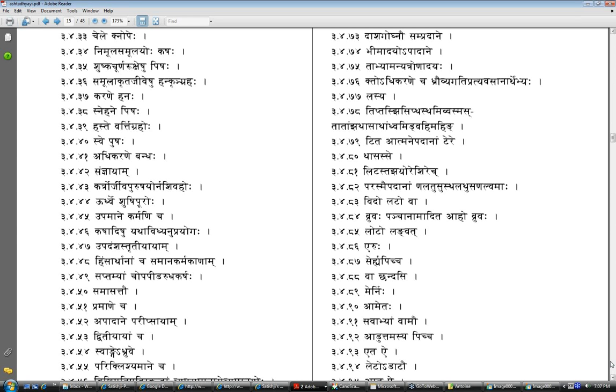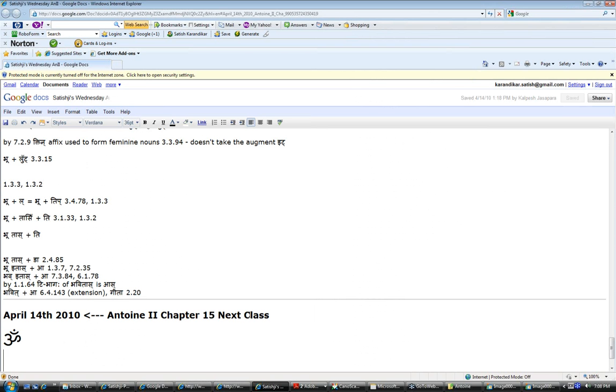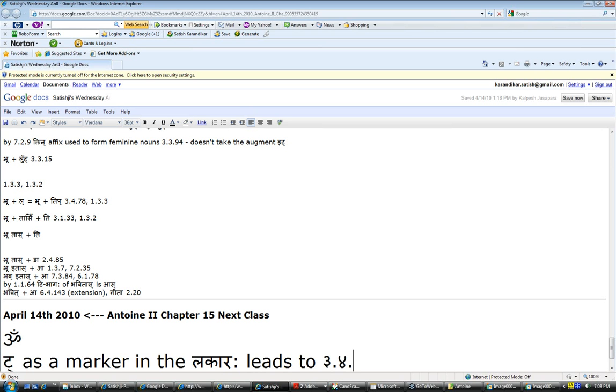So anyway, this is what the t as an it in the lakara does. It immediately brings in 3.4.79, 3.4.80. So maybe let's put that in the document. So the t as an it, the t as a marker in the lakara. We've seen this many times before, but it's good to know what it does. Leads to 3.4.79, 3.4.80. Okay, so anyway, that's only the Atmanepadam.